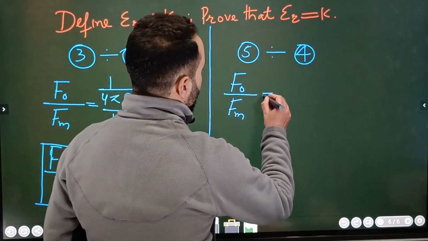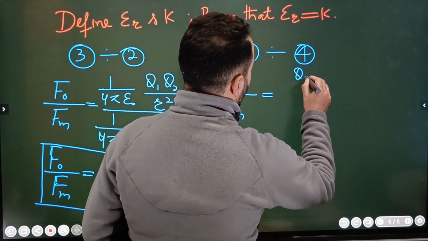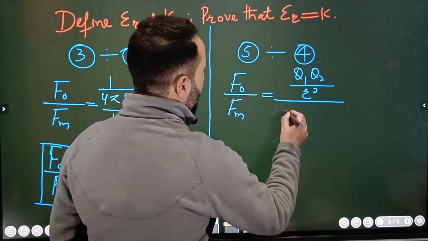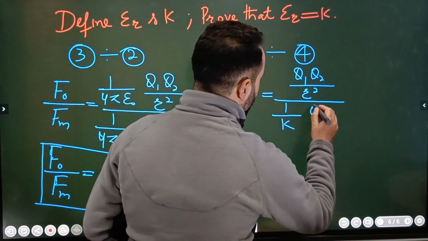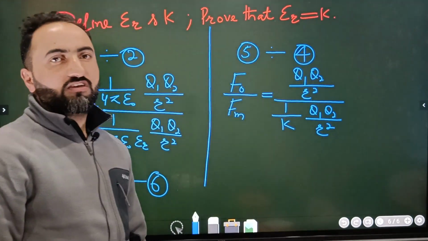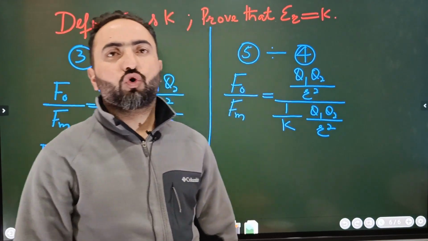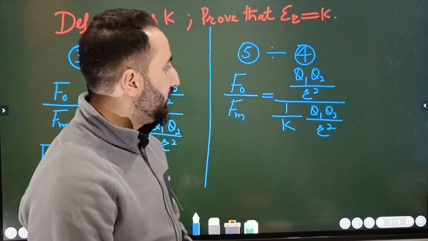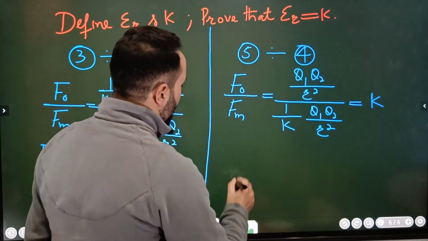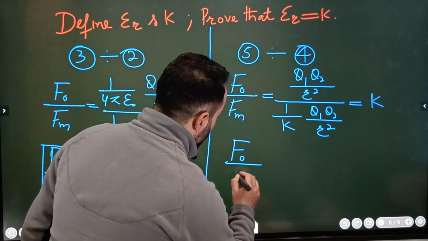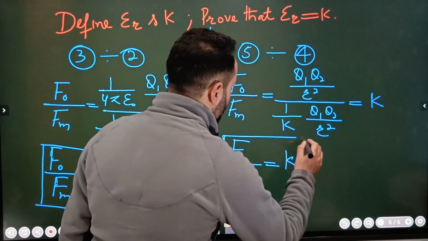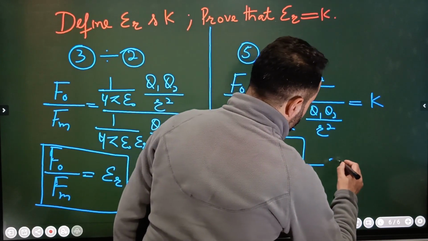So for f naught we write q1 multiplied by q2 divided by r square, divided by fm, which is 1 by capital K multiplied by q1 multiplied by q2 divided by r square. Again q1 q2 by r square cancels with q1 q2 by r square. What remains in the denominator is 1 by capital K, so in the numerator we get simply capital K. That means f naught divided by fm is equal to the dielectric constant, which is capital K. This is our equation number 7.